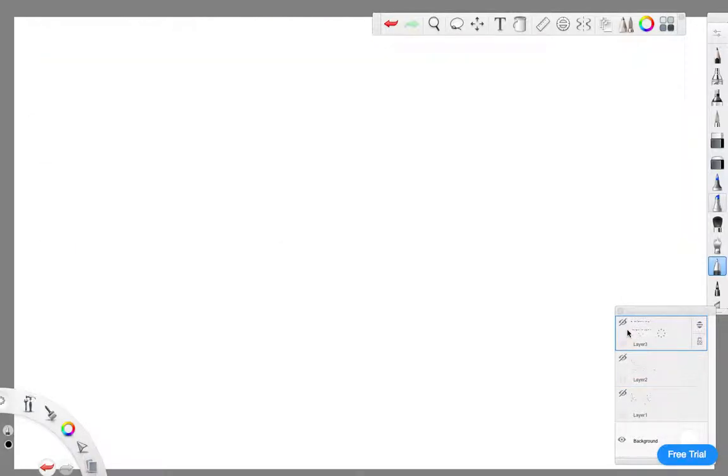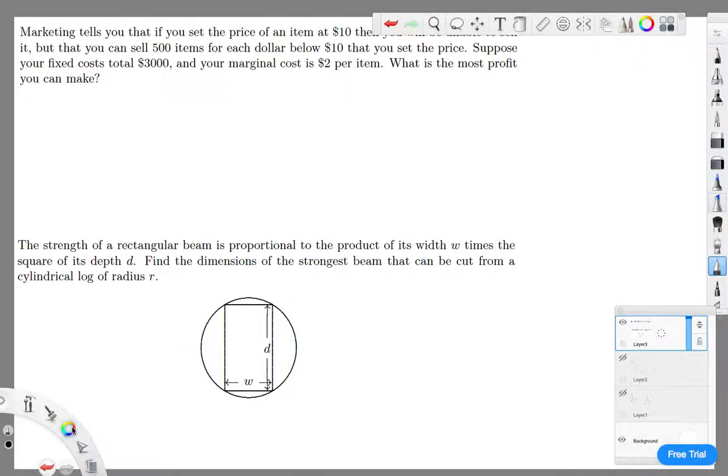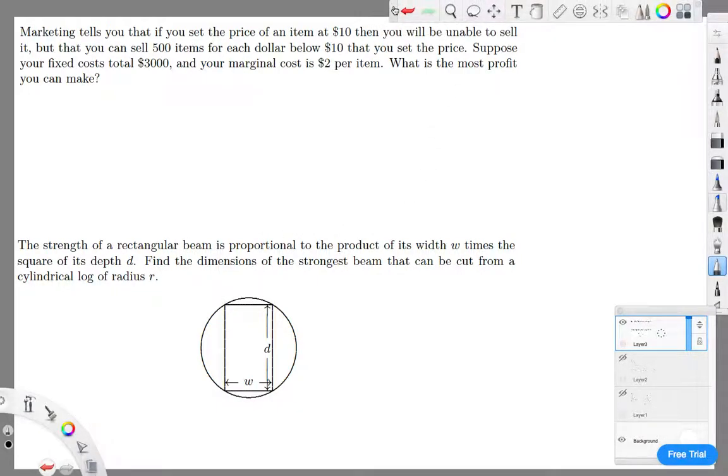Okay, another example of optimization, right? Finding a maximum. Marketing tells you, okay, you're in a business, and the marketing department tells you that if you set a price of an item at $10 you'll be unable to sell it, so you'll have 0 sales, but that you can sell 500 items for each dollar below $10 that you set the price. Suppose your total fixed costs are $3,000 and your marginal cost is $2 per item. What's the most profit you can make?